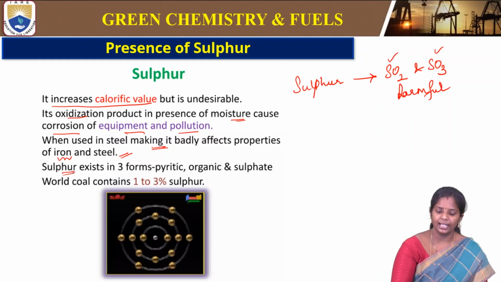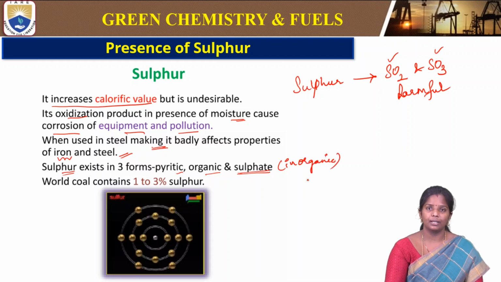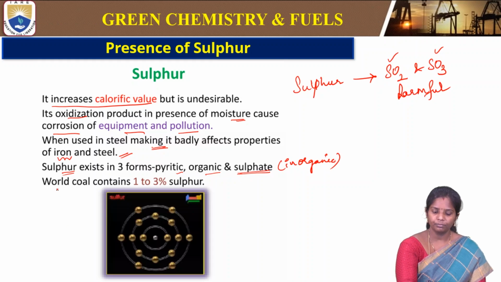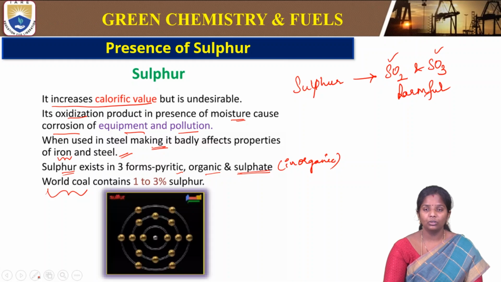Sulfur generally exists in three forms: pyritic, organic and sulfate form. Sulfate is nothing but the inorganic form. In these three forms, sulfur is present in all types of coals. Worldwide coal reserves contain 1 to 3% of sulfur. So only 1 to 3% of sulfur is present in all the types of coals.